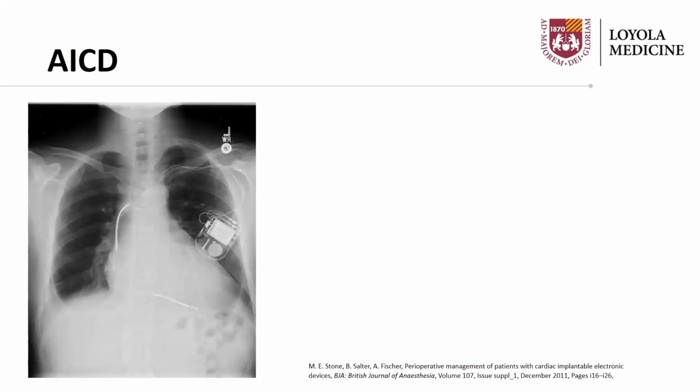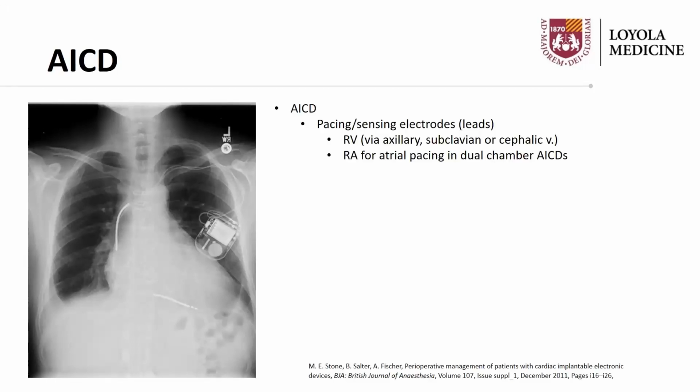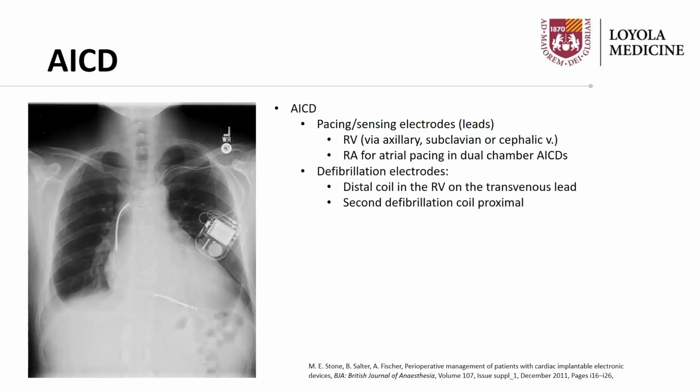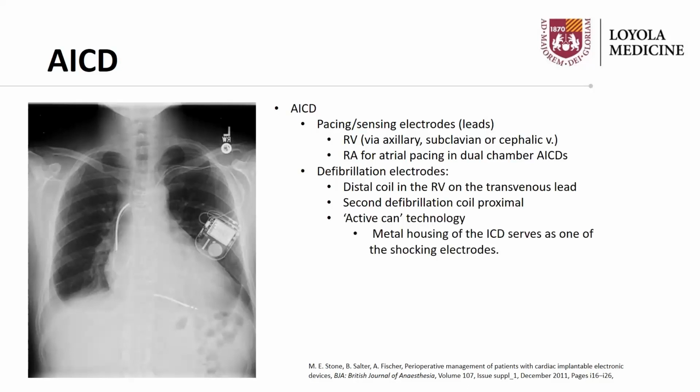For AICDs, this is the typical appearance, with the defibrillation coils, which are radio-opaque, denoting this as an ICD. These are placed transvenously with the distal electrode positioned in the right ventricular apical endocardium. And dual chamber AICDs have an additional lead with another pair of pacing sensing electrodes in the right atrium. Most contemporary systems have 2 or 3 electrodes along with the distal coil in the RV. And ICD leads can have a second defibrillation coil proximal to the RV coil.